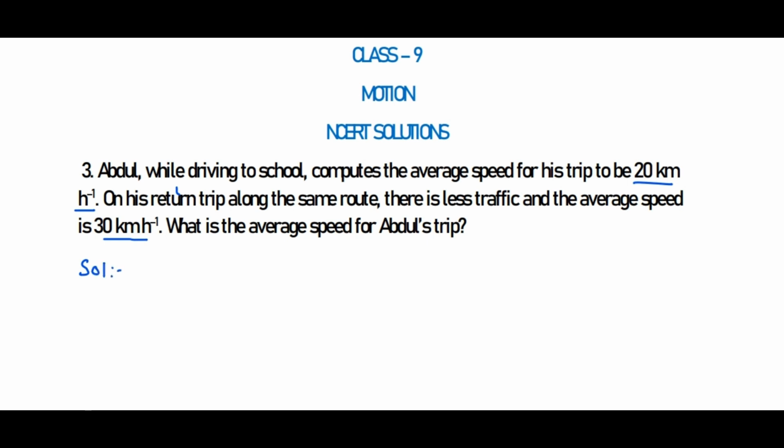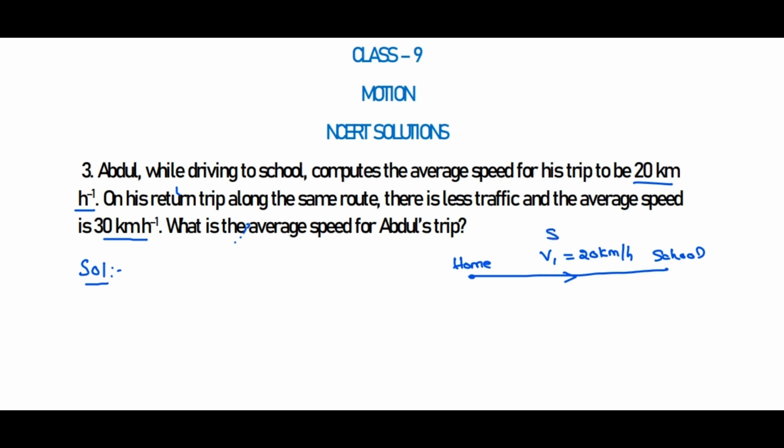For this one, there is a shortcut. I taught the derivation to solve such type of problems. First of all, Abdul is traveling from his home to school with the speed V1, average speed V1 is equal to 20 kilometers per hour. How much distance it is?